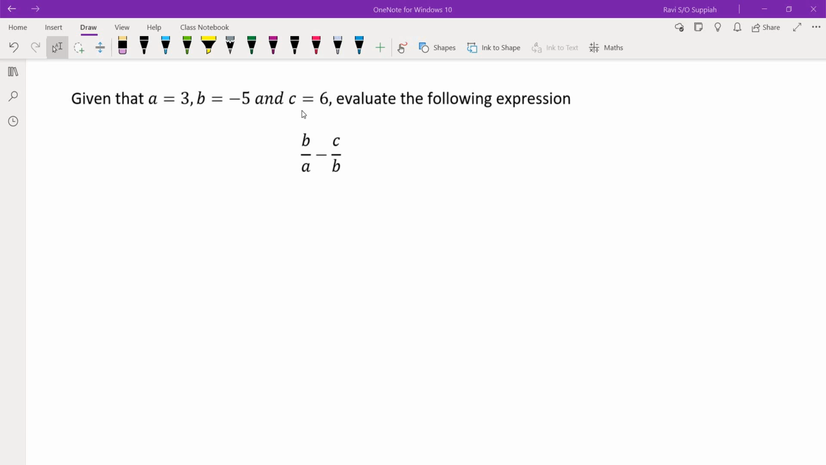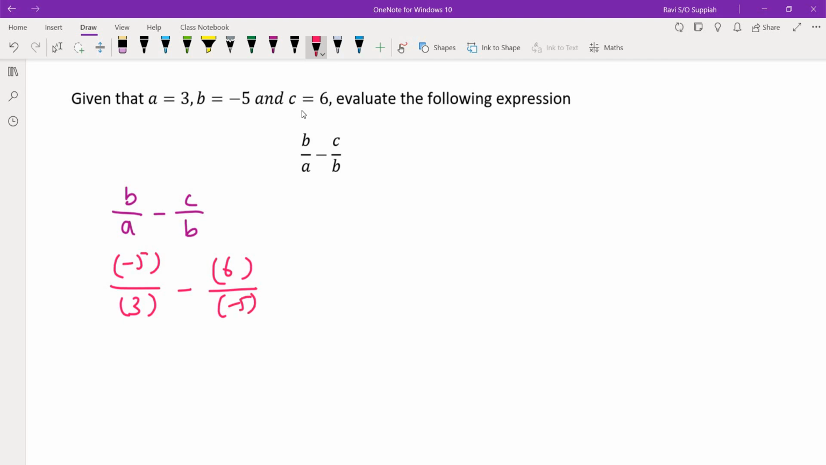Given that a equals 3, b equals -5, and c equals 6, evaluate the following expression. All right, so let's go ahead and do this. So b over a minus c over b. Now let's put in the actual values. So b is -5 over a, which is 3, minus c, which is 6, over b, which is -5.